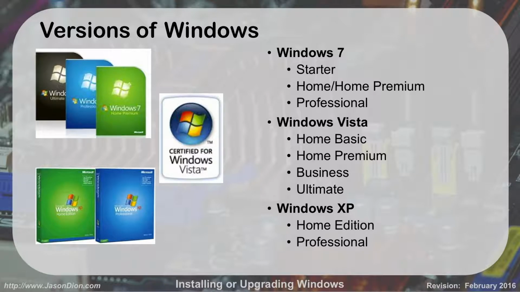And so basically we have a couple different versions here. And you can see here under Windows 7 we have the Starter, we have Home and Home Premium, and we have Professional. Under Vista we have Home Basic and Home Premium, Business and Ultimate. And under XP we have the Home Edition and the Professional. And again, each one has different features, and we'll talk about those more in the next lesson when we start talking about the features of the different Windows versions.